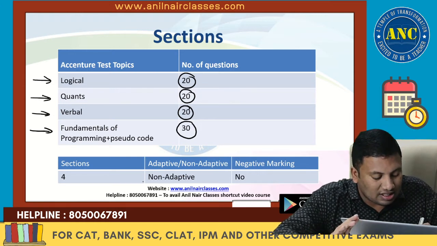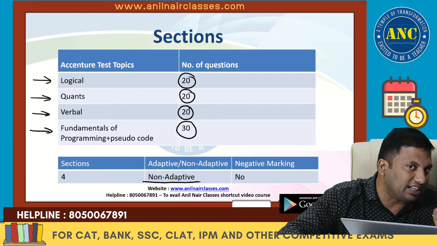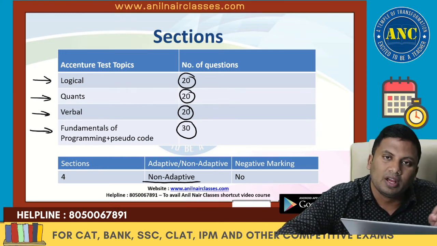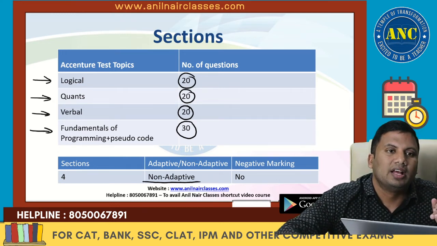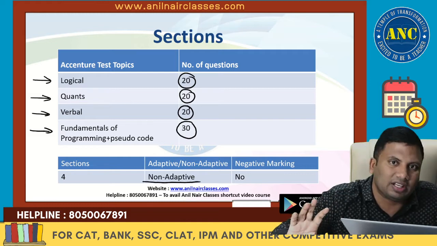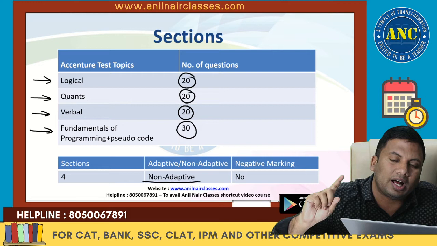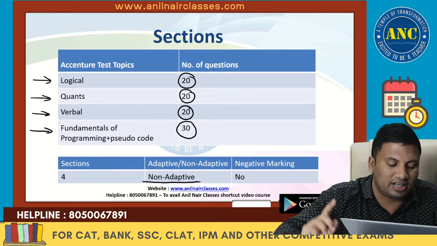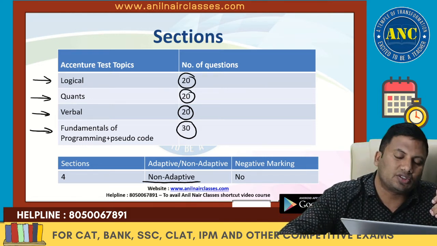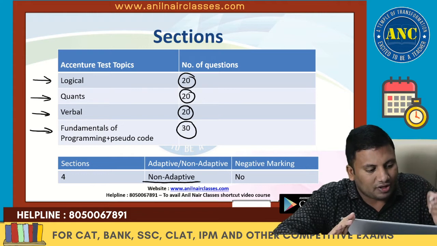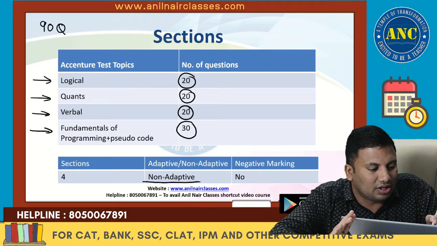And the test is a non-adaptive test. It is a static test. Questions are fixed, right? It's not that if you do easy ones, then the difficult question will come. Nothing like that. The paper is a static test. The computer will not adapt itself based upon a student's ability. Four sections: 20, 20, 20, 30. Total 90 questions will be asked in your written test round of placements.